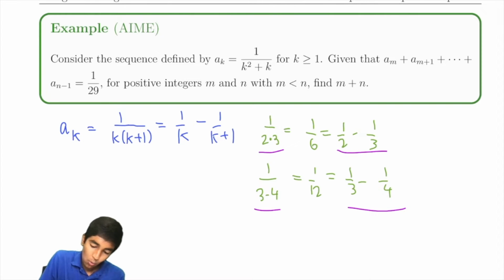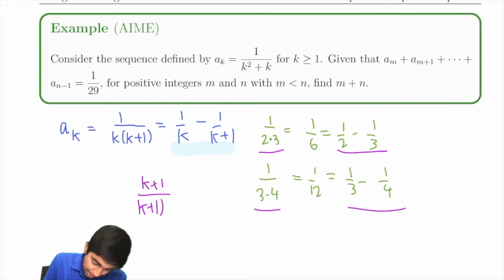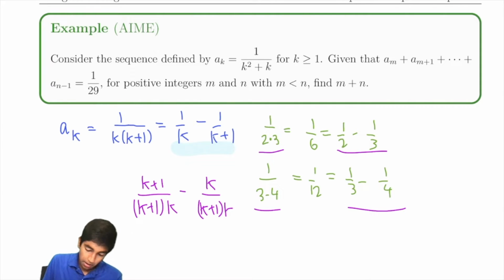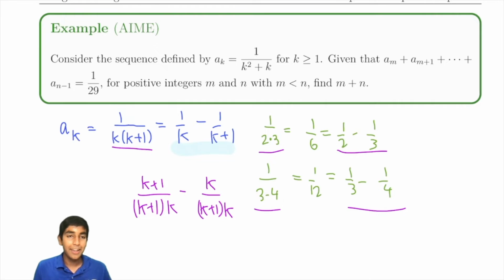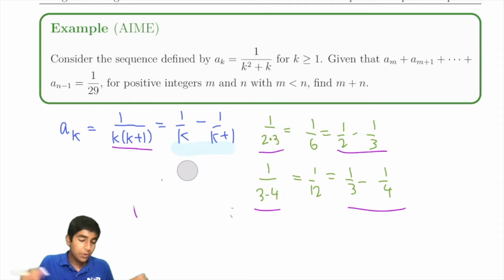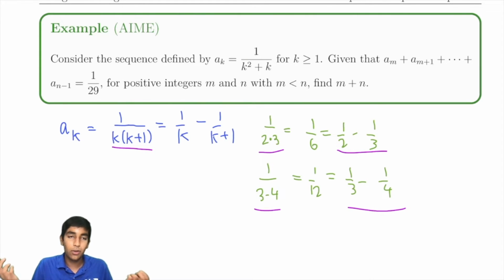Let's verify. What is this quantity equal to? That quantity is just k plus 1 over k plus 1 times k, minus k over k plus 1 times k. If you subtract these out, we're just left with 1 over k times k plus 1. Isn't that cool? So now we have 1 over k minus 1 over k plus 1. What do we do with that? I mean, it's just a bunch of 1 over terms.